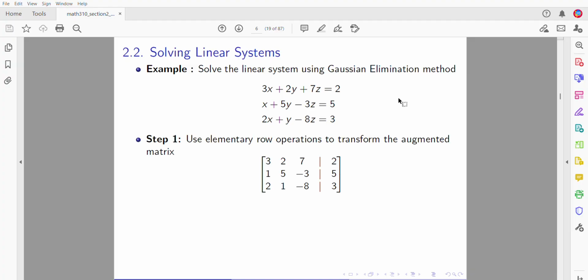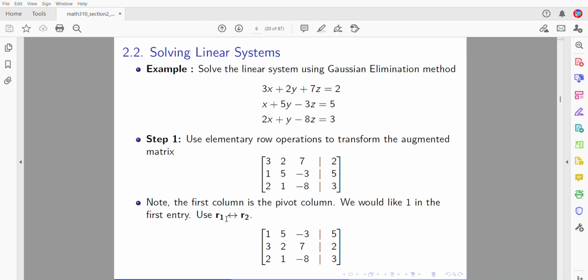Okay, that is the augmented matrix. First step is to interchange row 1 and row 2. Let me remind you, augmented matrix, all you do is bring down your coefficients, bring down these solutions, keep a vertical line between them. Now we are using row 1 interchange row 2. That's what that symbol means.